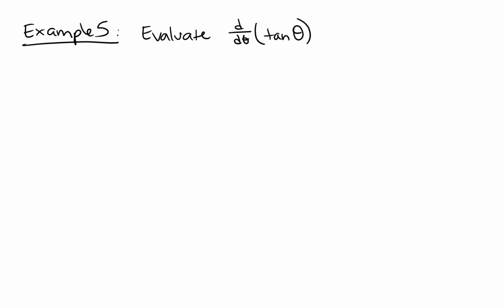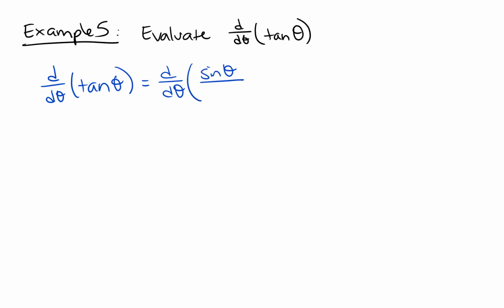For our next example, we are going to evaluate the derivative of the tangent function. So we've already seen the derivatives of the sine and cosine functions, but we have not yet seen the derivative of the tangent function. We're going to derive that here by rewriting tangent as sine over cosine.